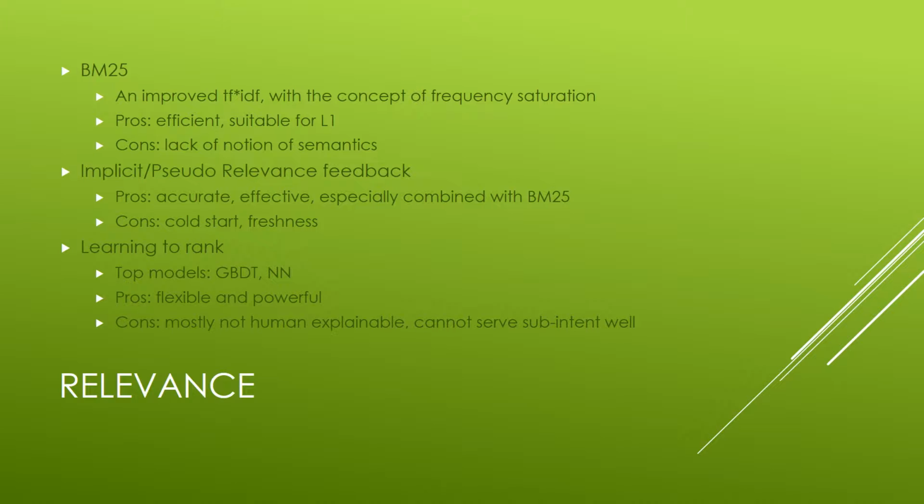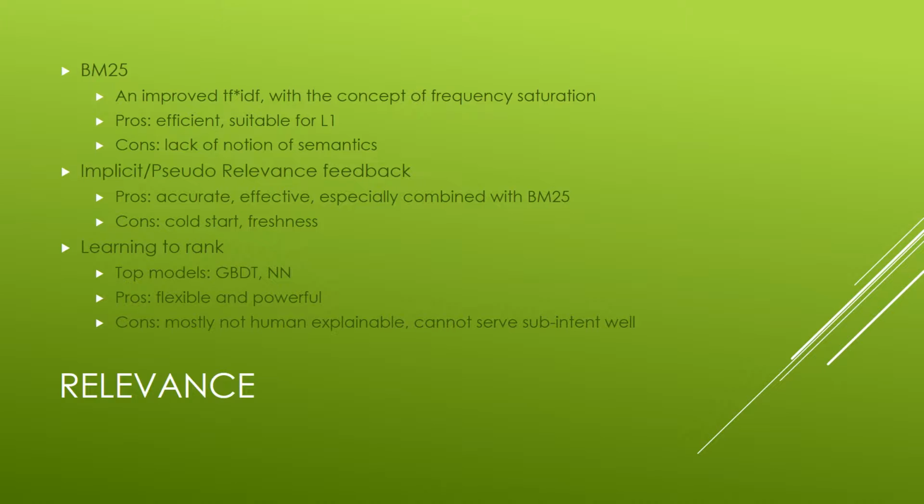At the very top, there's a learning to rank system. A good learning to rank system is able to incorporate a very large set of features, and those features can be heterogeneous. The 2 popular models may be gradient boosting trees and neural nets.